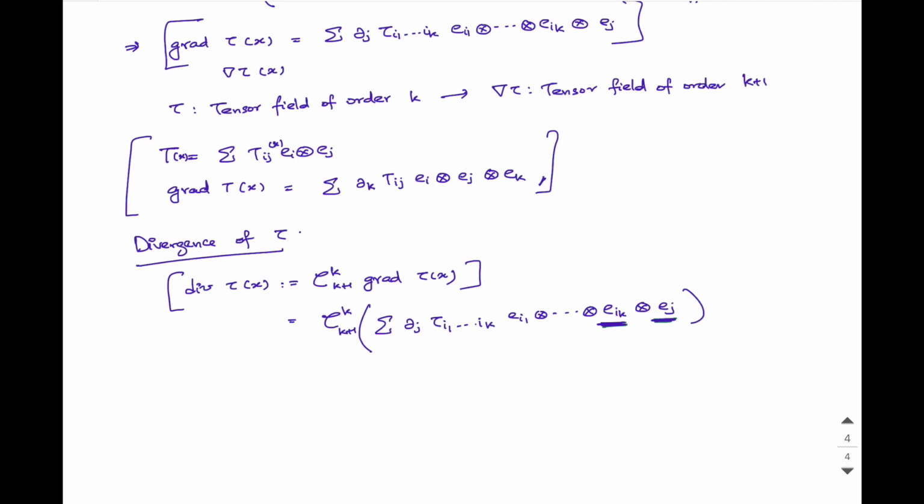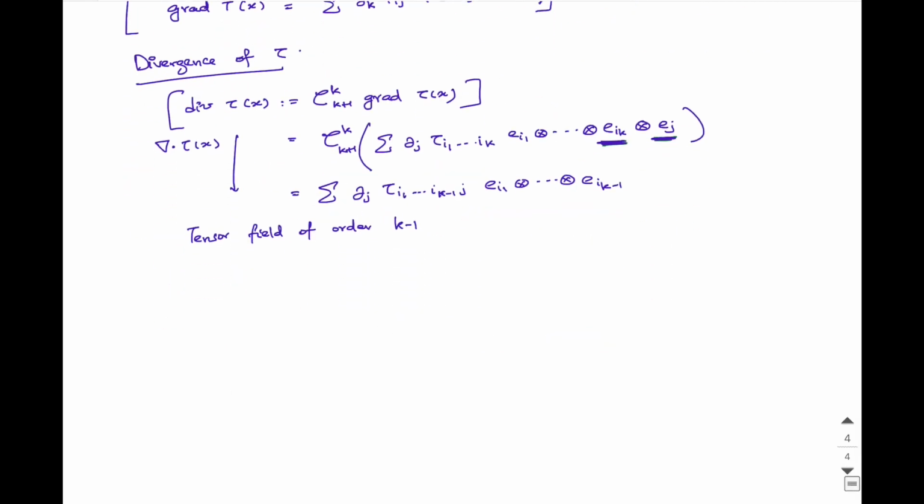Now it's straightforward. All I have to do is replace ik with j and do the summation, and the last ik will become j. So this is nothing but the summation over j of partial_j tau_{i1...ik-1 j} times e_{i1} tensor product all the way up to e_{ik-1}. That's it. Remember that this is a tensor field of order k minus 1. People also use the symbol del dot tau at x.